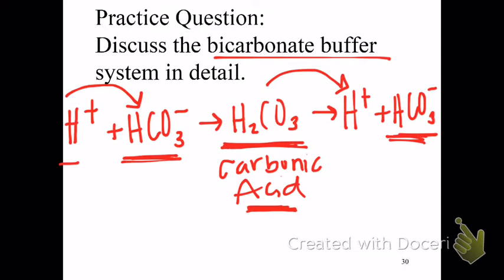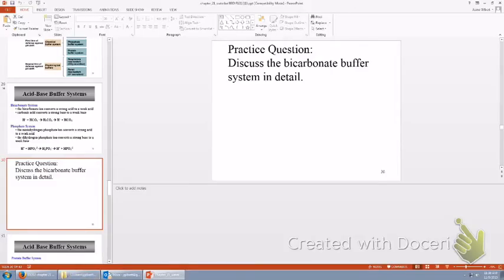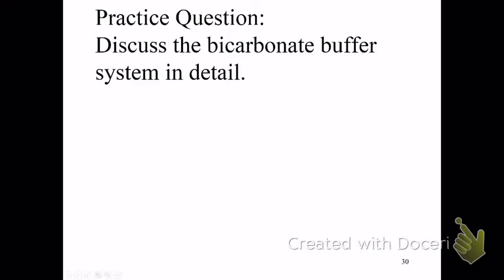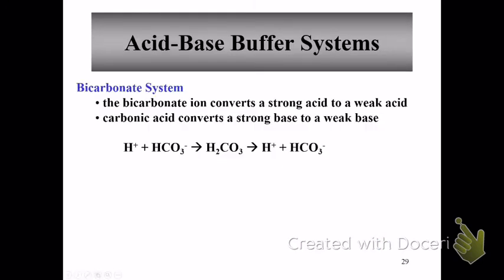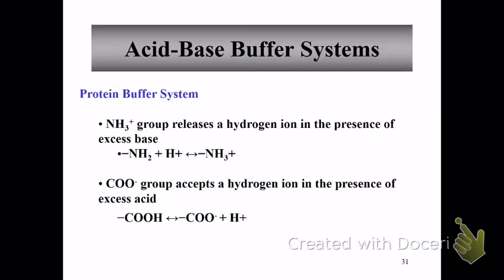And I got those words off of slide 29. So if you want to flip back, slide 29, excuse me. So the bicarbonate ion converts a strong acid to a weak acid, and the carbonic acid, this one, converts a strong base to a weak base. So this is important because it's maintaining that pH in the blood. Okay, next question, if you'll go on down, we did that one.